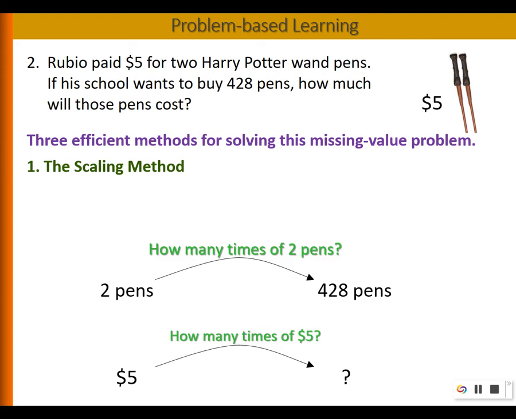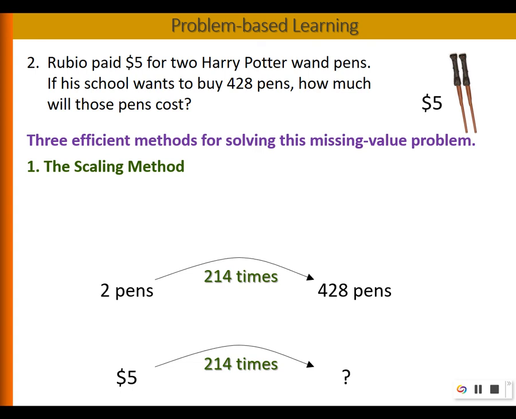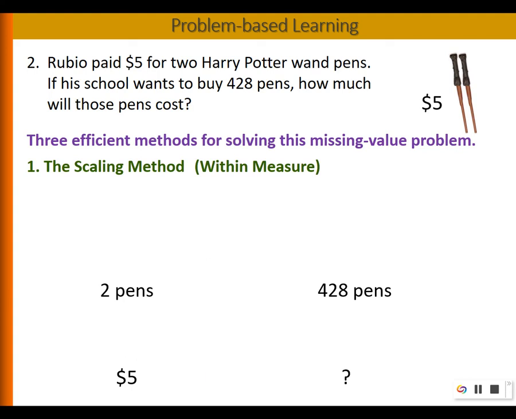Here we are asking how many times do I need to multiply 2 pens to get 428 pens? The answer is 214 times. And since it's 214 batches of 2 pens, that means I need to pay 214 times $5 to get my answer, which is $1070. Now this is called the within measure method. So we are reasoning from pens to pens.